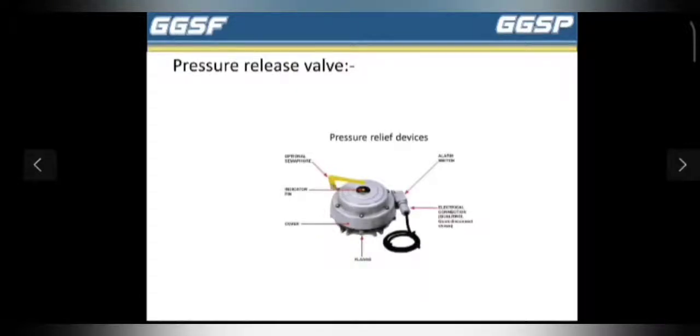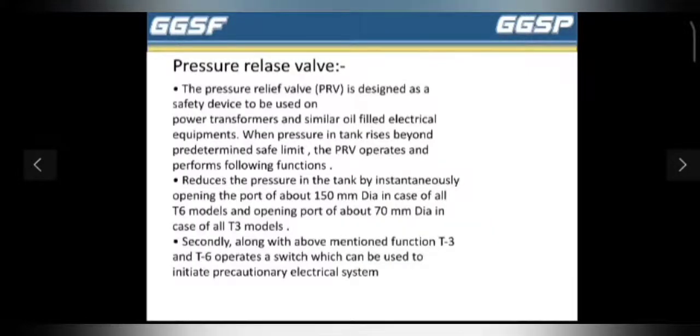Pressure release valve. Here is the diagram of pressure release valve. The pressure release valve or PRV is designed as a safety device to be used on power transformers and similar oil-filled electrical equipment. When pressure in tank rises beyond predetermined safe limits, the PRV operates and performs the following functions.